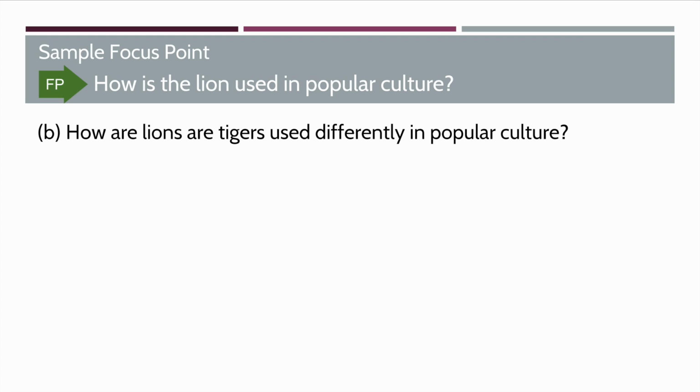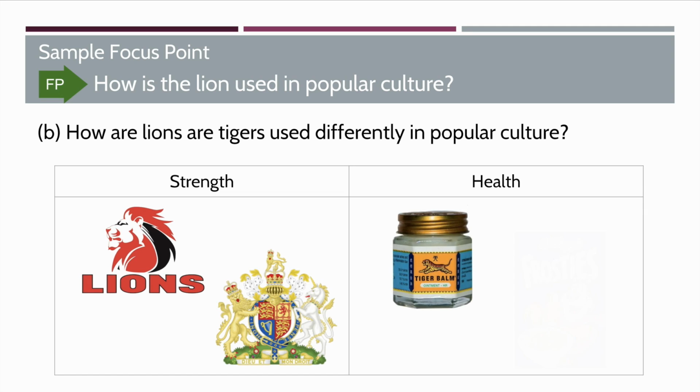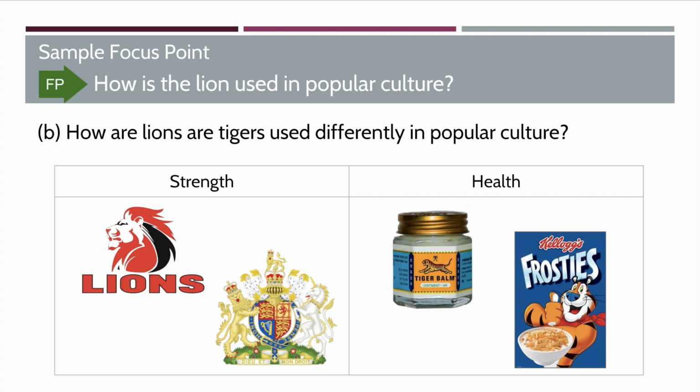How did I do that? I came up with 2 categories, strength and health. I'm going to make the argument today that lions tend to be used more often to portray strength, while tigers in popular culture are often more related to health. I know, Tony the Tiger is not the most healthy cereal in the world, but it is a part of a balanced breakfast, so don't knock it.